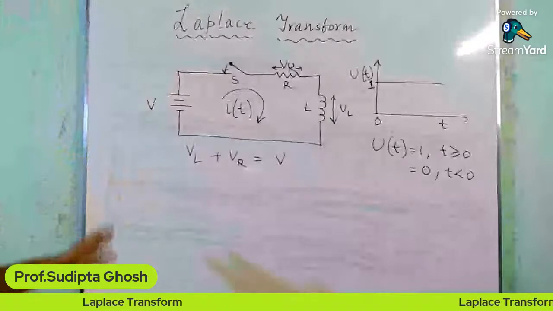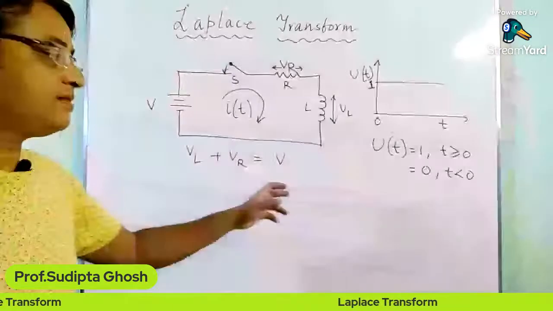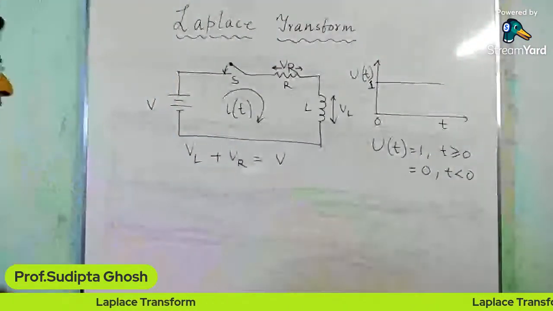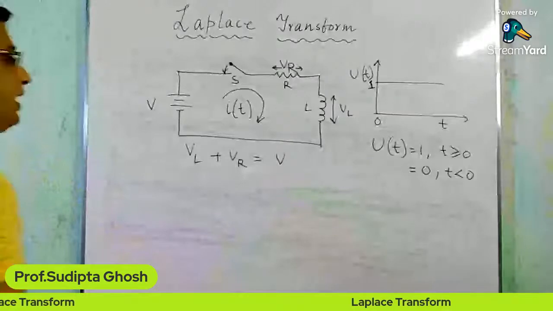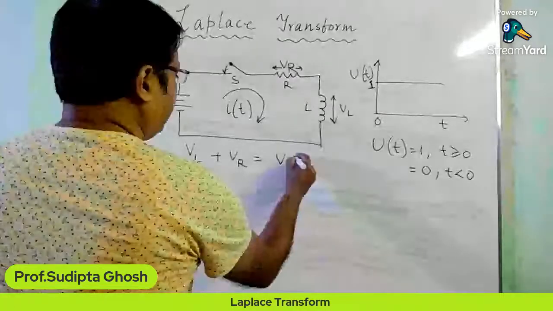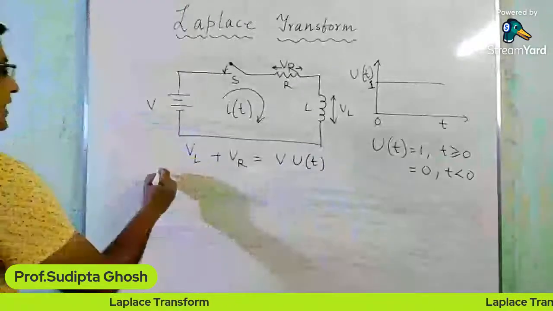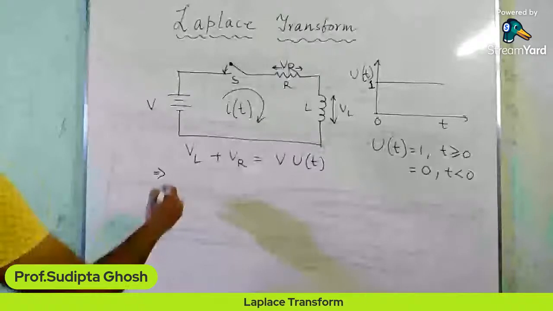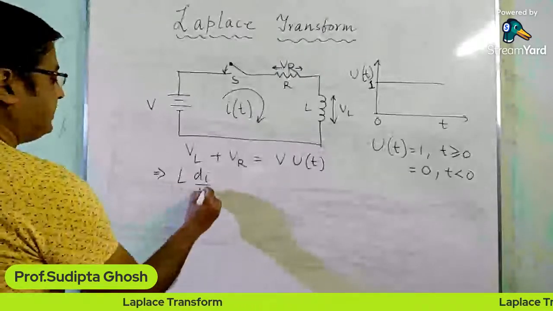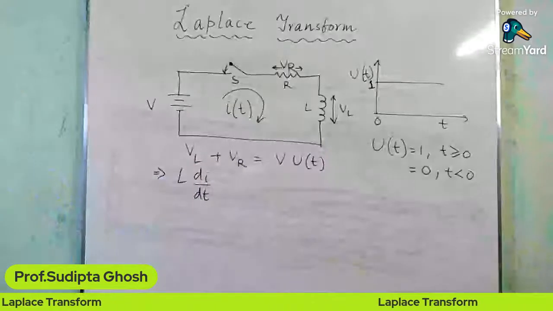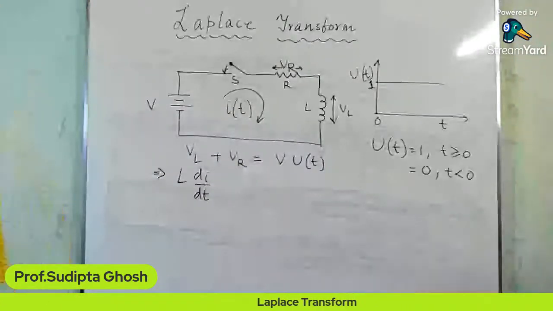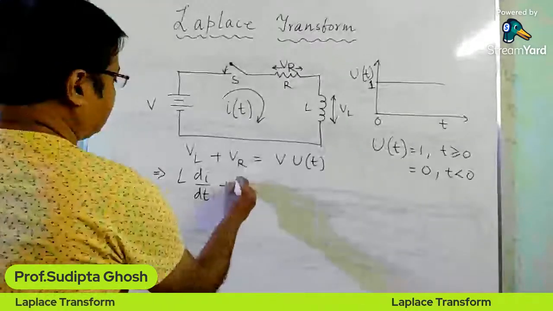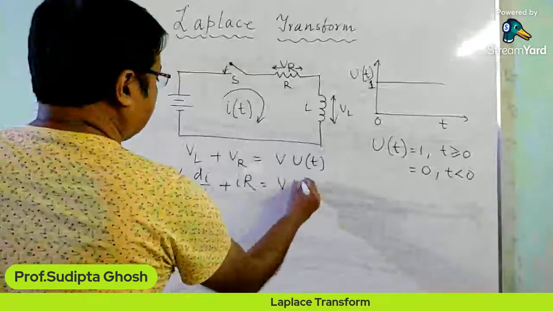Now let us write the voltage values of VL and VR. So what will be the value of VL and VR? We can write V into u(t). VL, the voltage drop across the inductor, is nothing but, as you all know, L into di/dt. This is the voltage appearing across an inductor. And VR is nothing but iR, and that equals V into u(t).